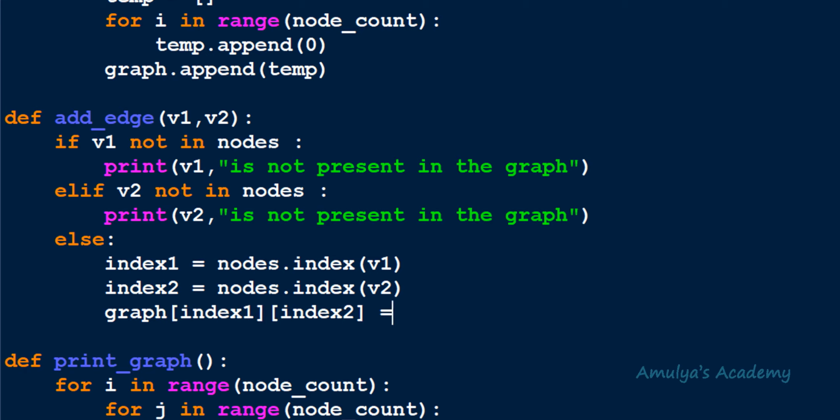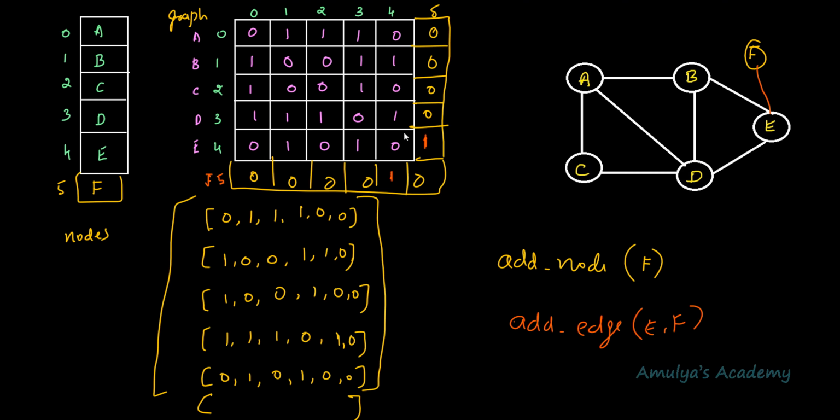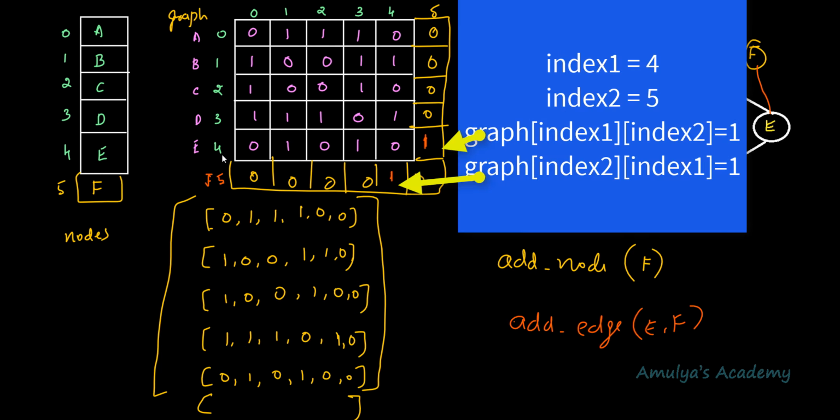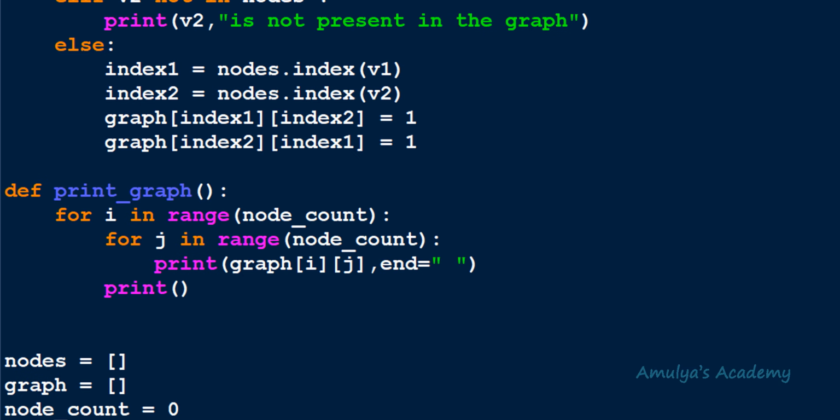I need to make this value as 1 in the graph. Also index 2, index 1. Make this as 1, because this is the undirected unweighted graph, that's why. Here after getting the index of E and F, what I need to do? So index of E is 4, index of F is 5. So we need to do like this, right? That's what I did here. Now we are done. Let's execute this.